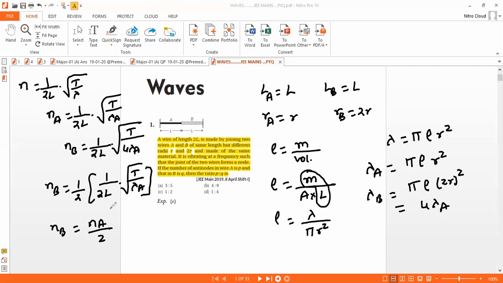Let us consider this is for P number of antinodes, and this is for Q number of antinodes. So we can write Q is equal to P by 2. They are asking for P by Q now.